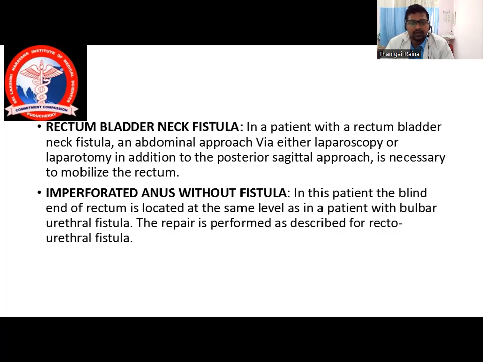Imperforate anus without fistula: in this patient, the blind end of the rectum is located the same as in the patient with bulbar urethral fistula. The repair is performed as a rectourethral fistula.